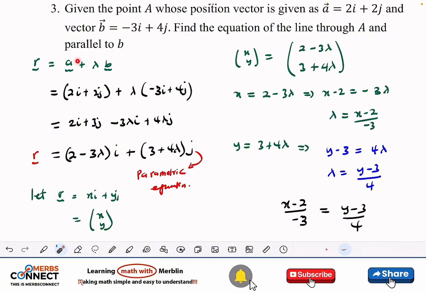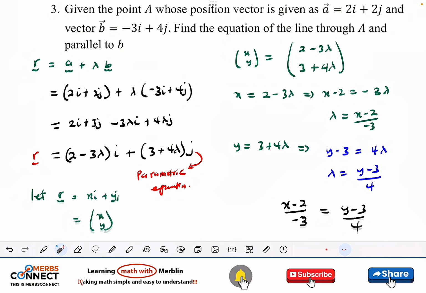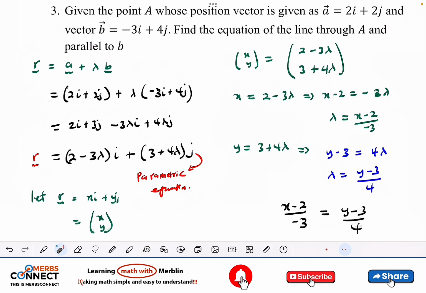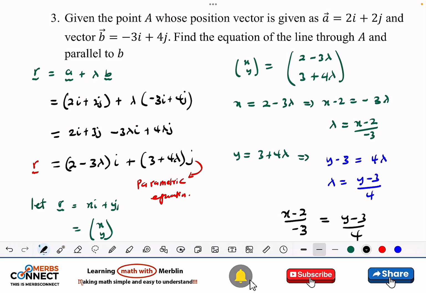Then if I want to look for my a here, I think I made a mistake somewhere. Where is it? What was a? A is 2. Okay, I think it was coming from here. So this one is supposed to be 2 because we have 2 here, and then it means that this one will be 2, and this one too will be 2.